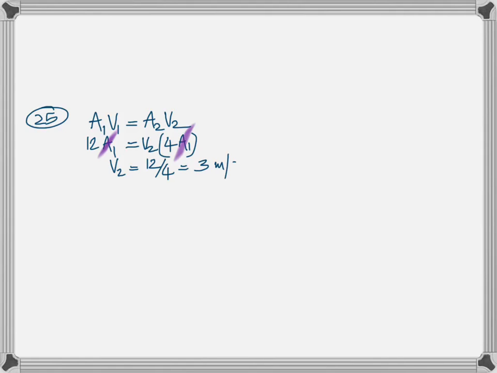25. That's the equation of continuity. A1V1 is equal to A2V2. Use that first. Where did I get that 4A1? Doesn't it say in the problem that the area of cross section is 4 times? It doesn't. It says that the radius is twice, isn't it? If the radius is twice, then the area is going to be 4 times, because it's pi r squared. 2 squared is 4. So that's why the A1s cancel out. So I get that the velocity is 3 meters per second in the wider region.